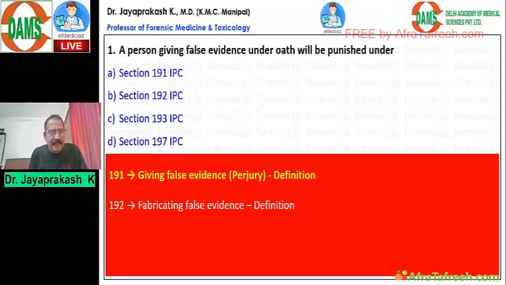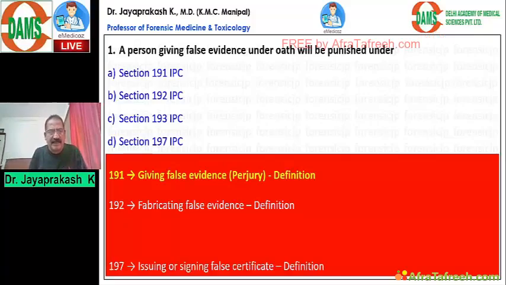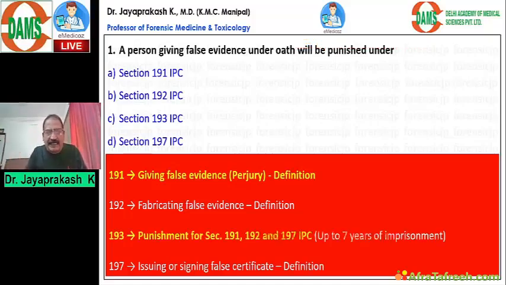Okay. 192 defines what is fabricating false evidence. 197 defines what you mean by issuing or signing a false certificate. Remember, all three together are punished under Section 193 of IPC. Maximum up to 7 years of imprisonment can be given.